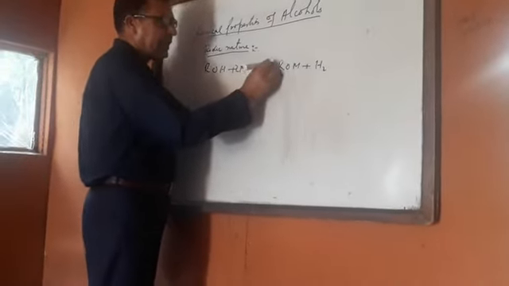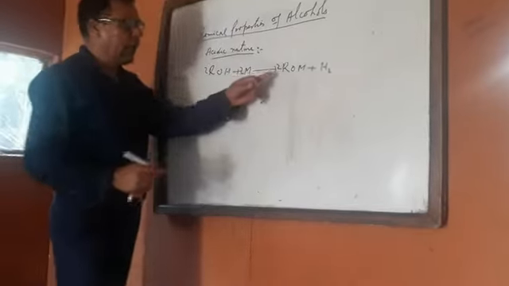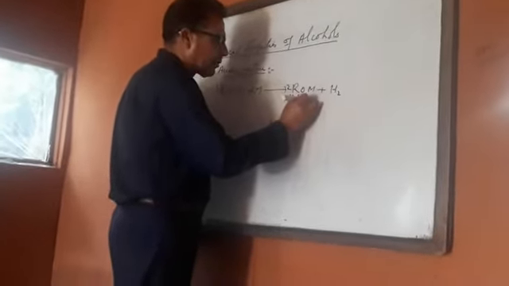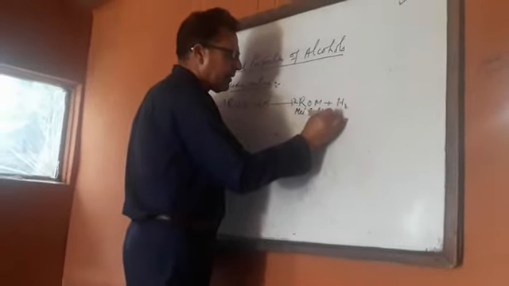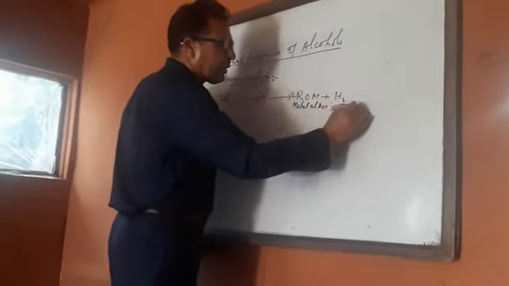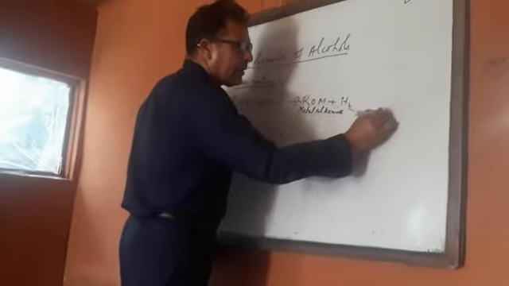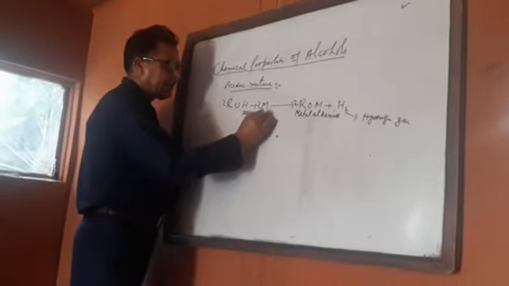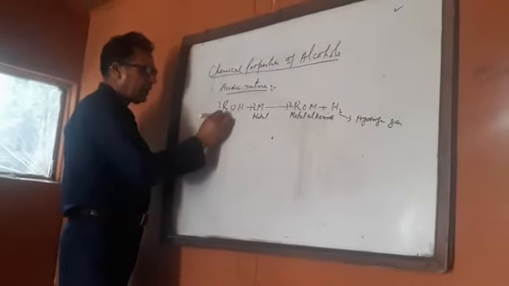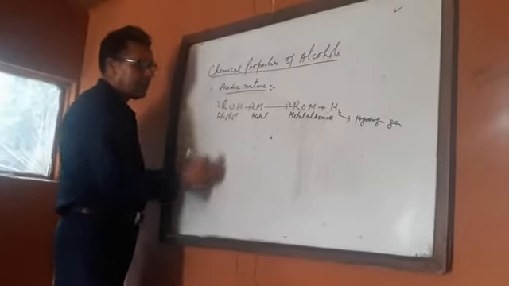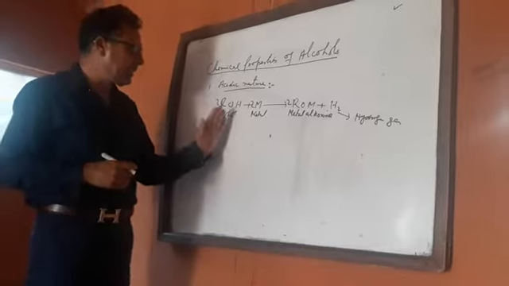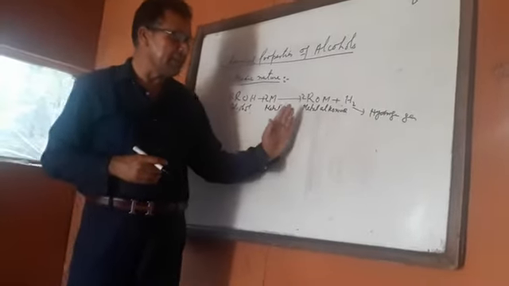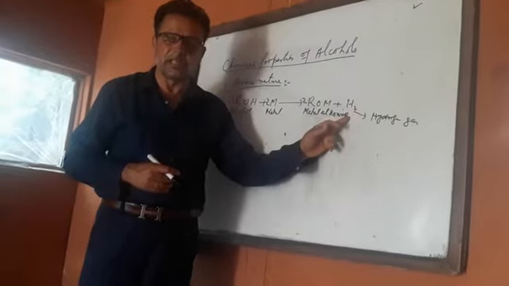Twice, this is balanced. ROM is the metal alkoxide. This is hydrogen gas. This is metal. This is alcohol. Alcohols are weakly acidic. Therefore, they react with the active metals to form corresponding alkoxides with the liberation of hydrogen gas.